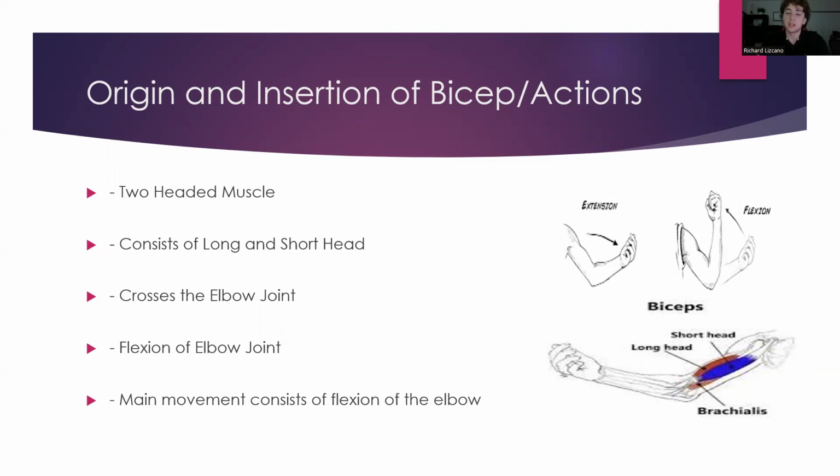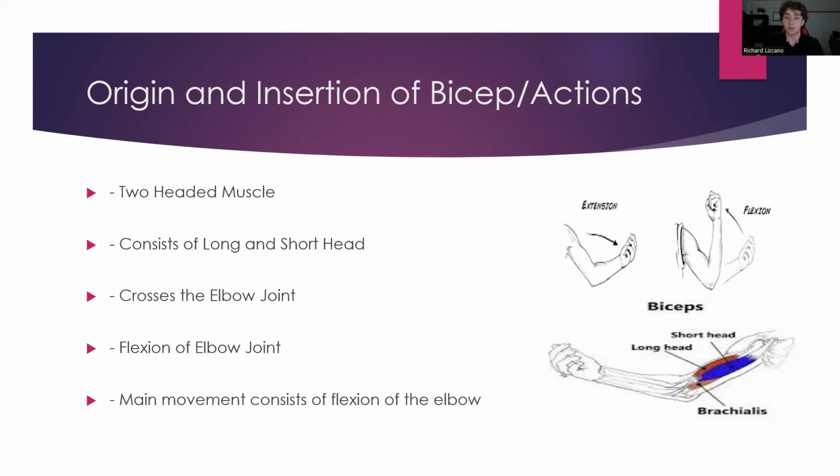Both heads of the biceps muscle converge to form a single tendon that inserts onto the radial tuberosity of the radius bone. It is important to note that for the biceps muscle to produce an action, it must cross the elbow joint. When the muscle contracts or shortens, it pulls on the radius bone, causing flexion at the elbow joint. Therefore, the origin and insertion points of the muscle are crucial to understanding its function.